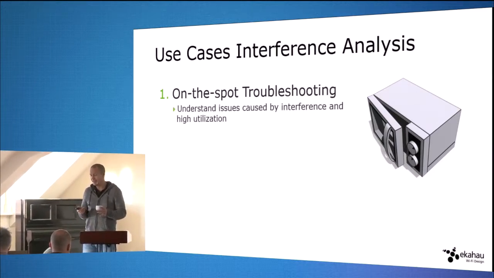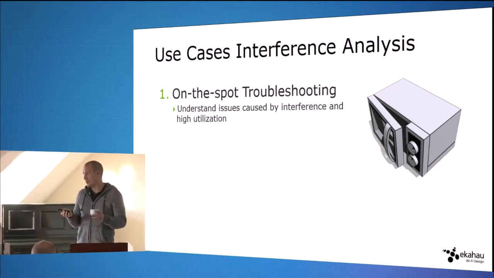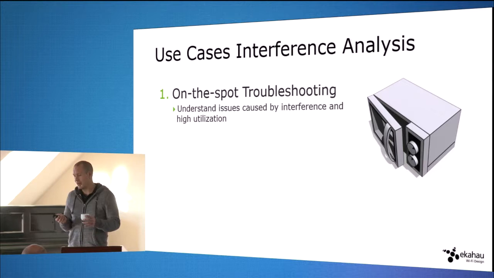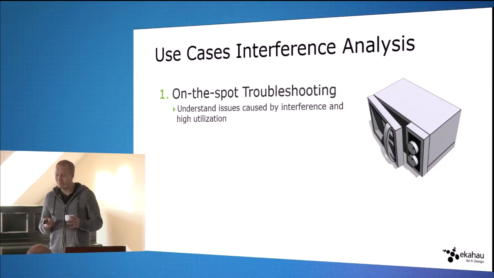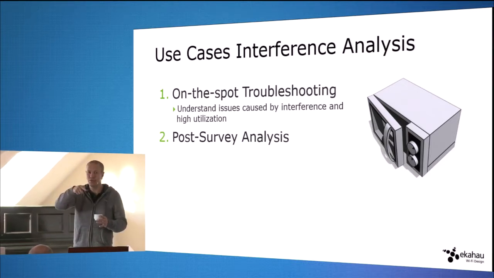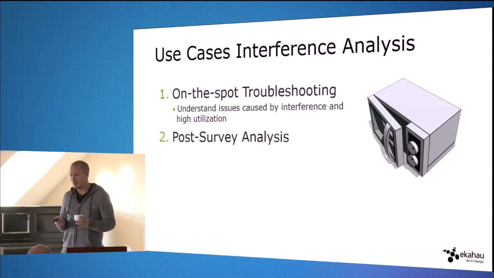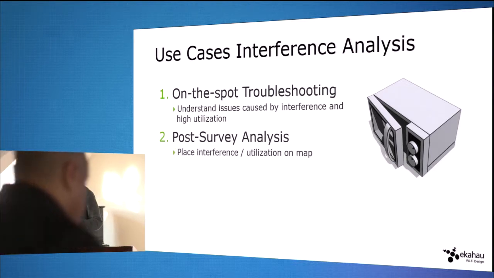But we felt that, you know, it's a $5,000 tool, and people often have it open on their laptops anyway, so we might want to include some of these as well. And then there's, of course, the post-survey analysis. As you do your survey walkthrough, it might make sense to collect spectrum data as well, so that you can see at least the most significant problems with interference.